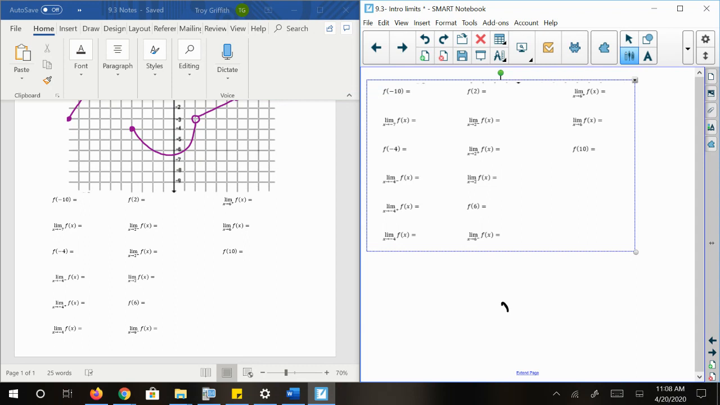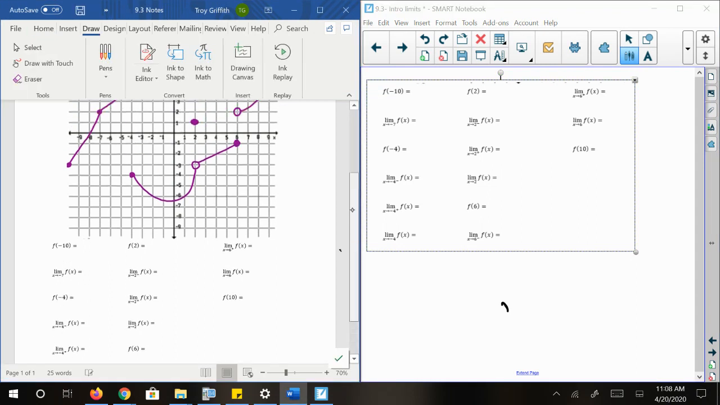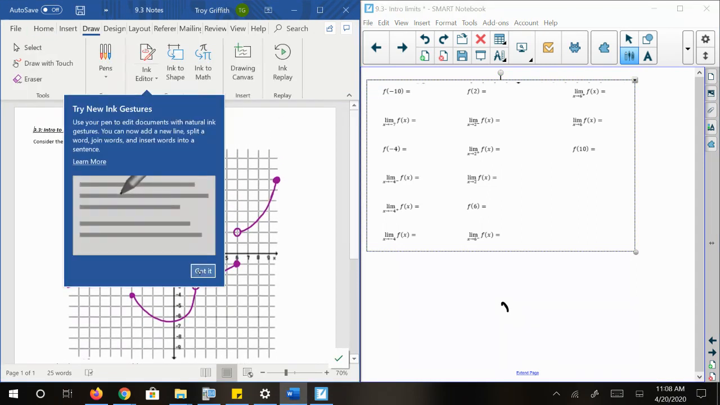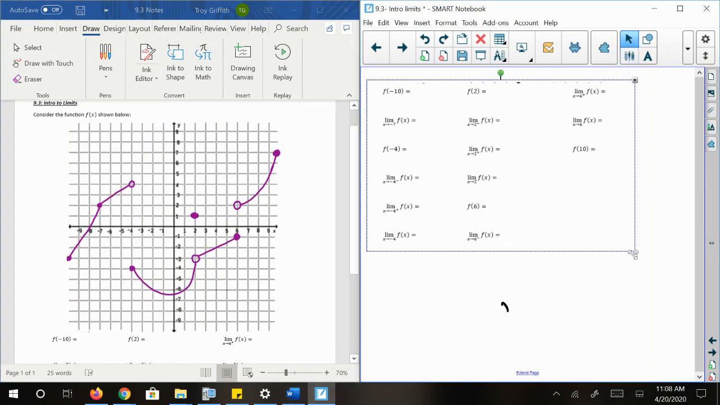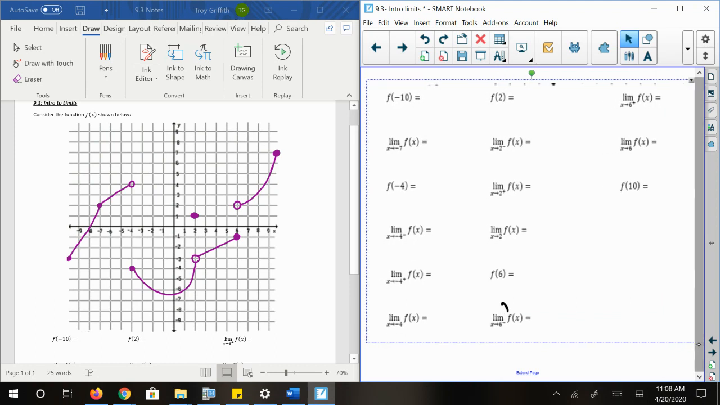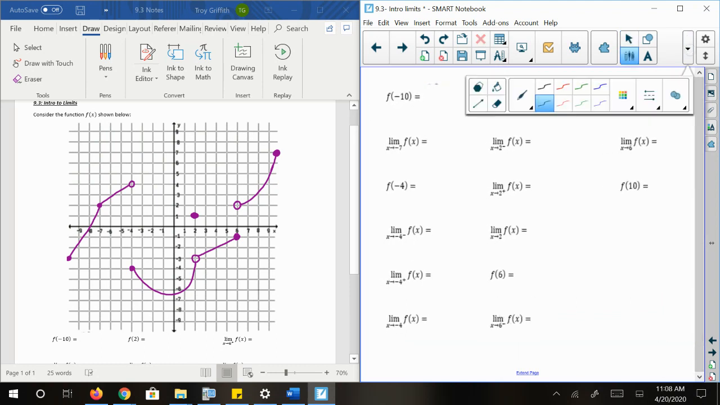Okay. So we've got this picture over here for us to look at. And we have a bunch of questions for us to answer here in regards to the limits in this picture. Now it looks like a lot. It's not going to be as long as you think. Let's just go through and start answering some of these.